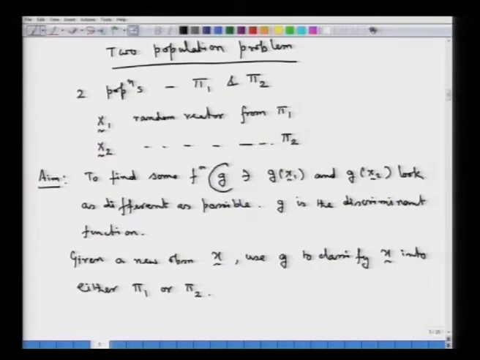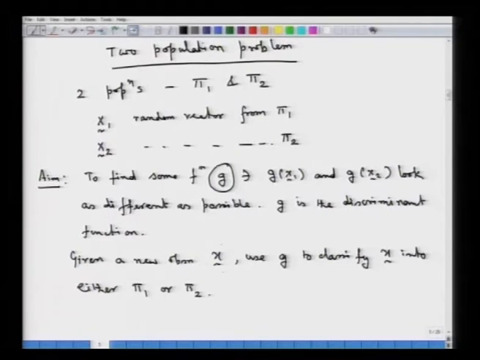First of all, we will have to look for such a function G which should look as different as possible. So, it will distinguish observations coming from different populations as best as possible, and then once that discriminant function is in place, we can use it in order to classify a new observation x for which the class membership is not known. So, we do not know whether x belongs to pi 1 or whether it belongs to pi 2. On the basis of this discriminant function, we will have a rule which would either put x into pi 1 or pi 2. So, that is the classification.